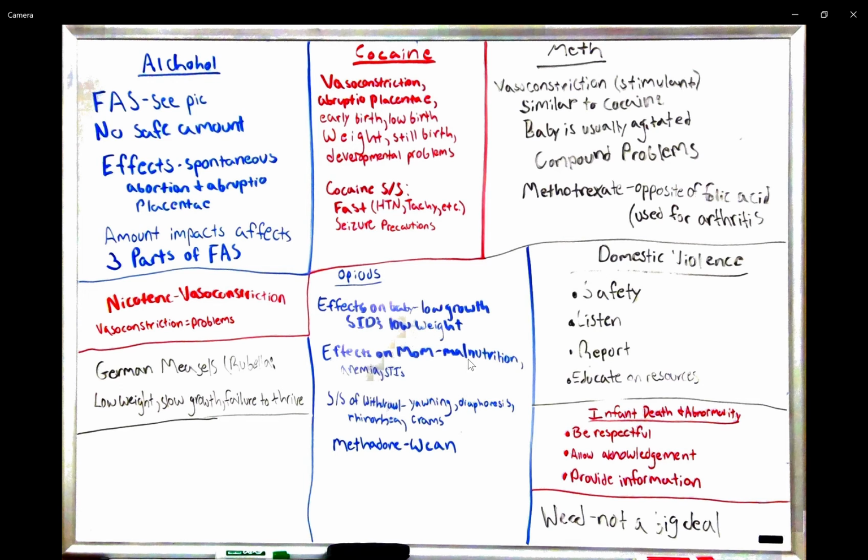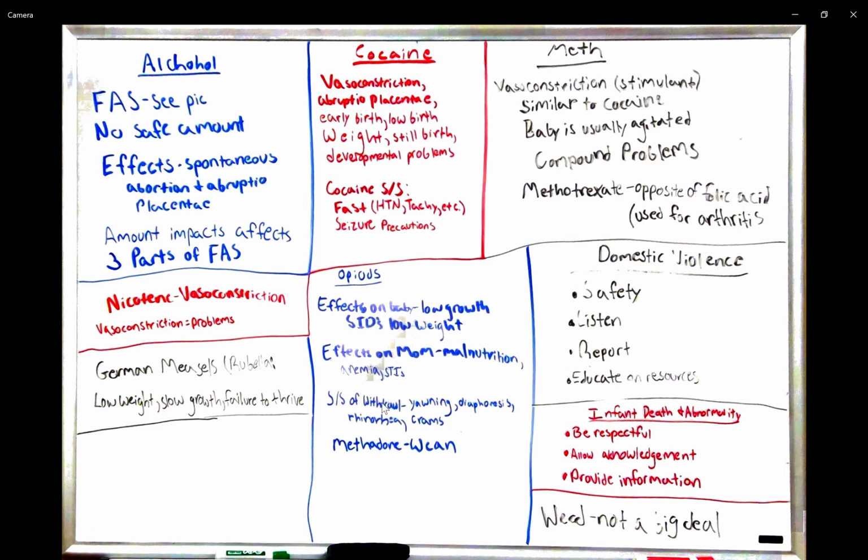And the effects on the mom are malnutrition, anemia, and STIs. So we're looking at STIs, we may be thinking of other things up here. Malnutrition, we know how important nutrition is for the baby, so we can see how that could affect it. And anemia, again, we need that good blood flow, so we can see how that could hurt a baby too.